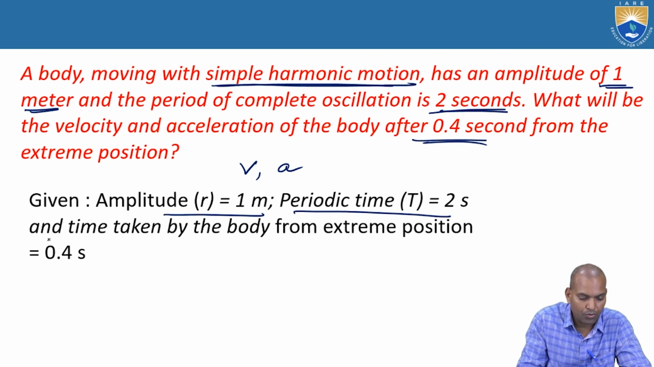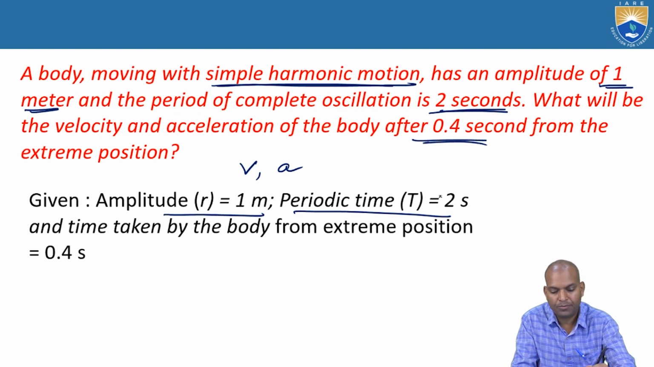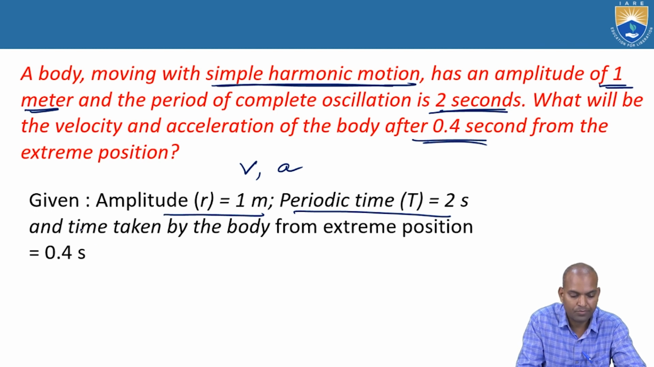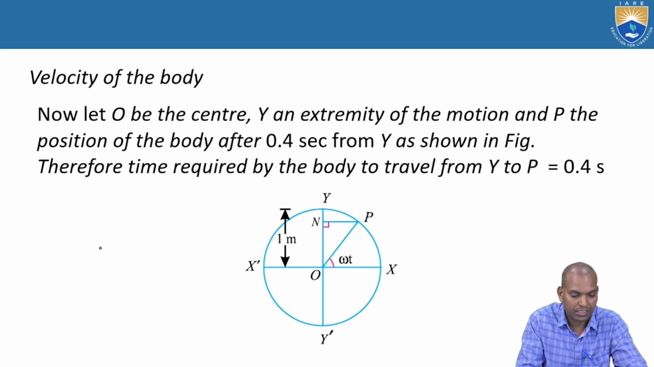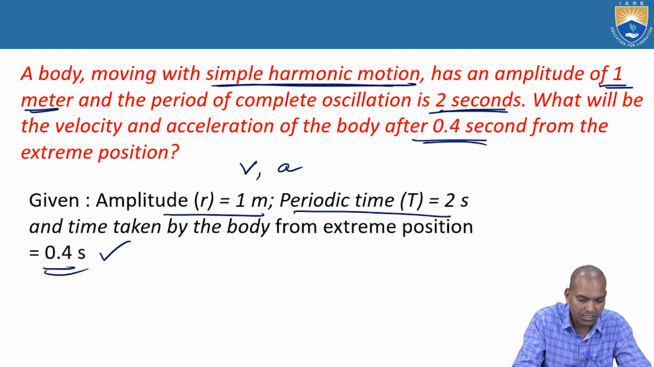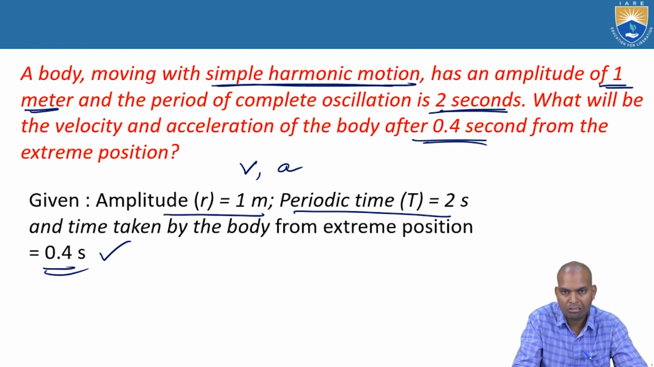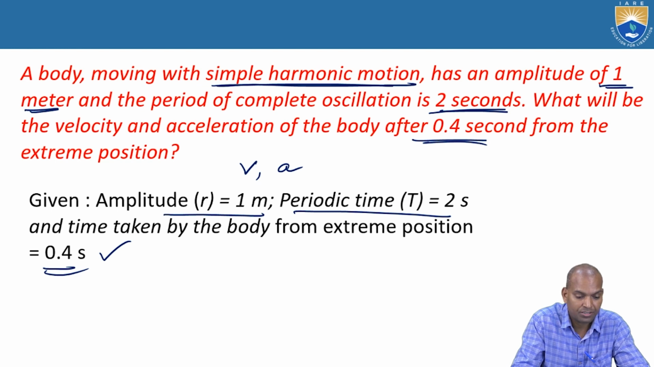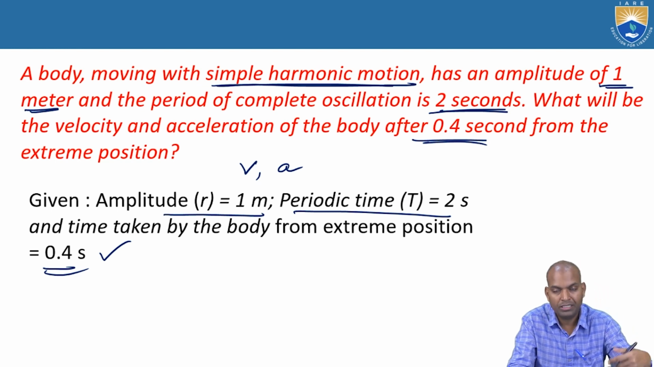The period is 2 seconds, but the time taken by the body from the extreme position is 0.4 seconds. Let us begin. The body is under amplitude of complete oscillation. It is not mentioned whether the body is in linear or angular motion, so we are considering the amplitude of 1 meter and the period.